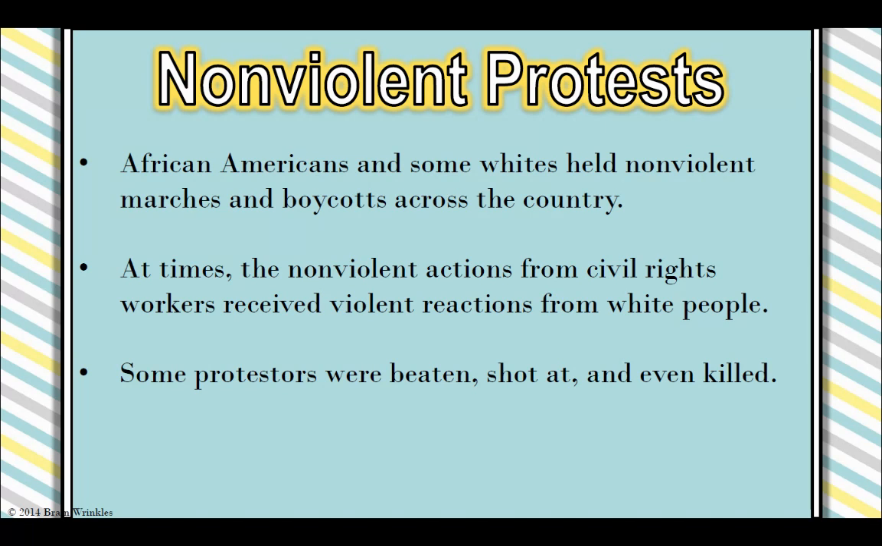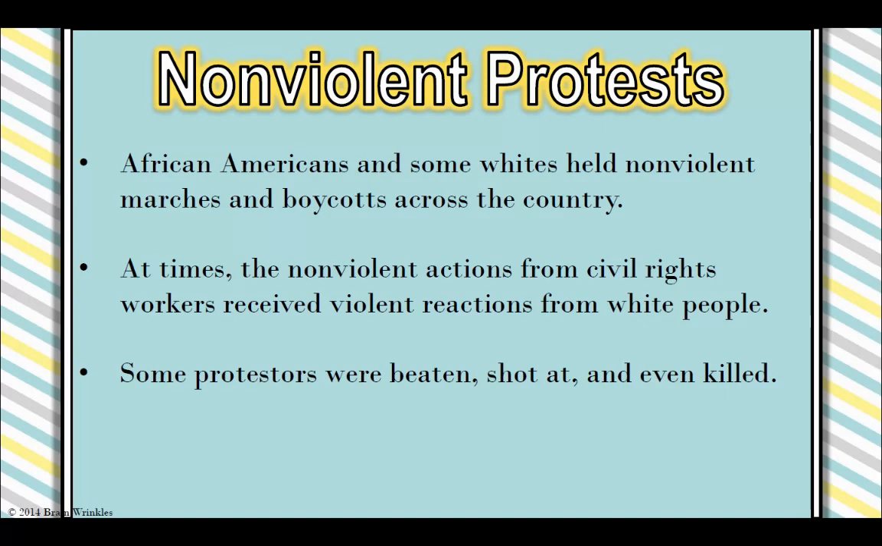At times, the nonviolent actions from civil rights workers received violent reactions from white people. Some protesters were beaten, shot at, and even killed. Okay? Remember when I said if the other side turns on you, it's going to speak a lot louder words. This happened a lot.